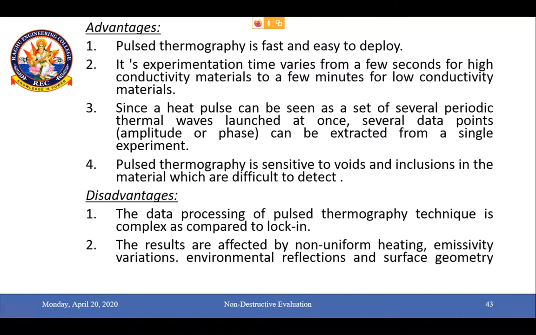Environmental reflections, if at all there are any reflections caused due to the surrounding environment, are also going to affect the output that is generated. And also the surface geometry plays a very, very important role in the output.